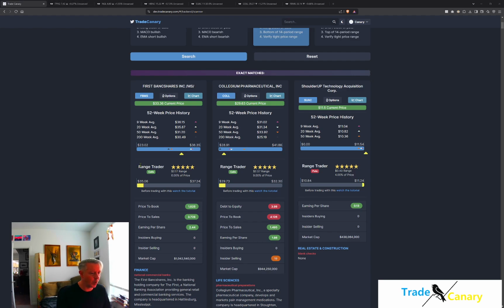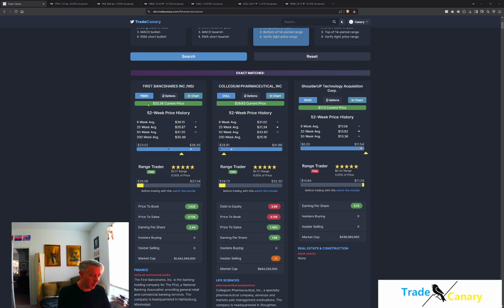And you'll see this little widget here, Range Trader. 5 stars, right? So 5 stars means when we're on calls, it's at the very bottom of the range. And what is that range? Well, it's some simple math, really. We're just looking for those 14 periods. What's the high end of the range and what's the low end of the range?